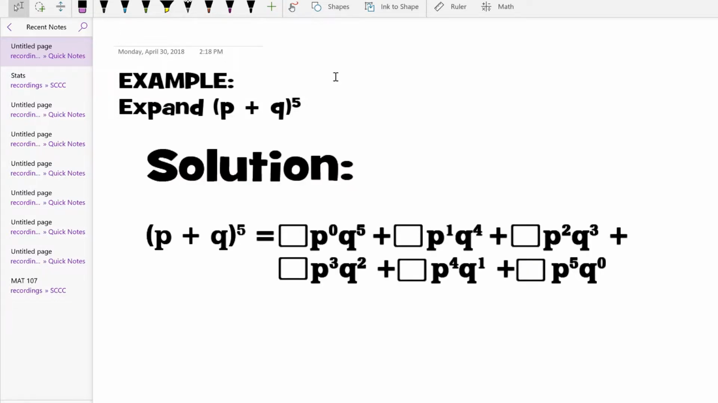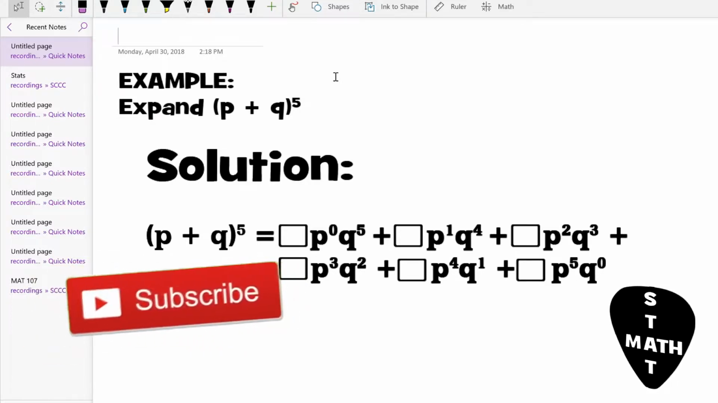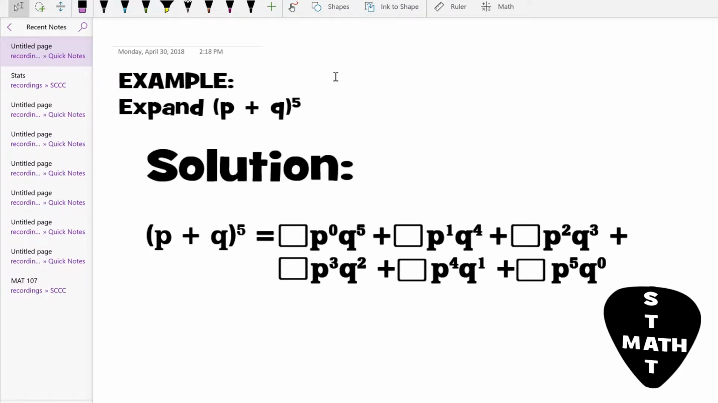Now you should see a pattern here. Notice that 0, 1, 2, 3, 4, 5 are the exponents, incrementally increasing from 0 to 5 for the p variable. Notice also that the exponents of the q variable decrease from 5 to 0 incrementally as 5, 4, 3, 2, 1, 0. Now I want you to notice that the sum of all the exponents for each term has to add up to 5, precisely because we are expanding (p + q) to the fifth.